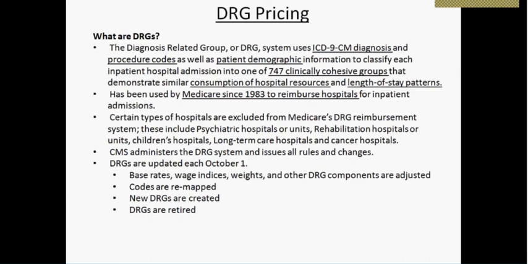In the month of October, normally we receive a file from the CMS, and every organization, payer or provider, does an update. Certain types of hospitals are excluded from the DRG reimbursement systems. So it's up to them; it depends upon the type of contract they have. The factors that go in are the base rates, wage indexes, the weights, and other DRG components. The codes are remapped, new DRGs are created, and some DRGs are retired if they are considered obsolete.